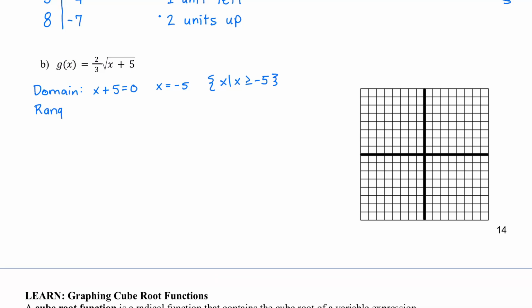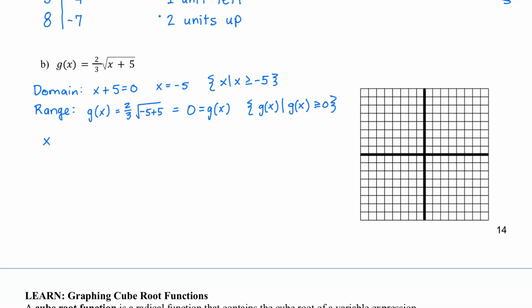And my range is going to take -5 and plug it into g of x, and I'm going to get 0. So g of x is 0. So my range is going to be the values of g of x such that g of x is greater than or equal to 0. Now, how do I know that it's greater than or equal to? Because a is positive, my range is going to be greater than.